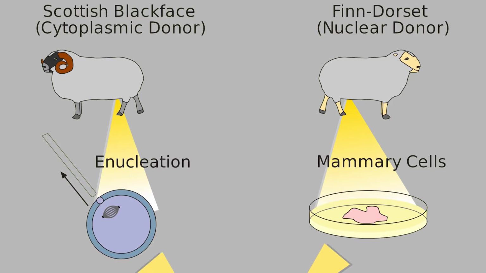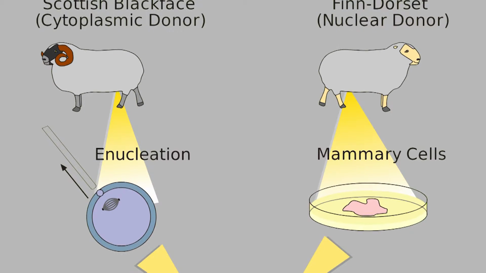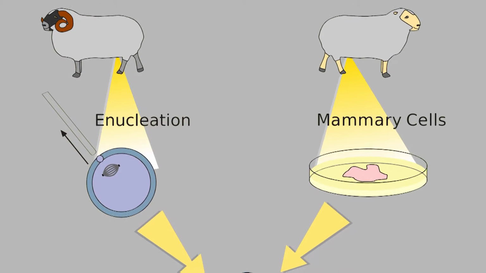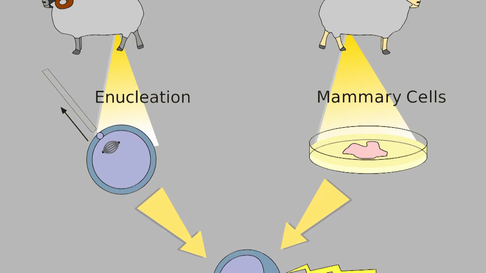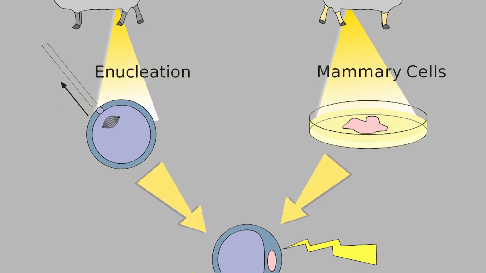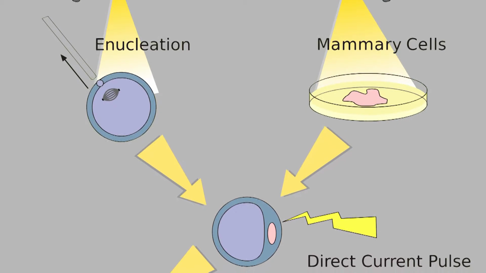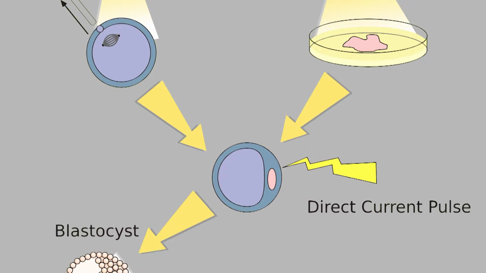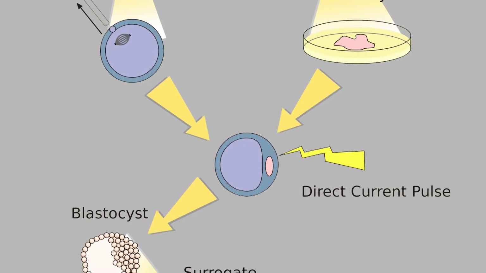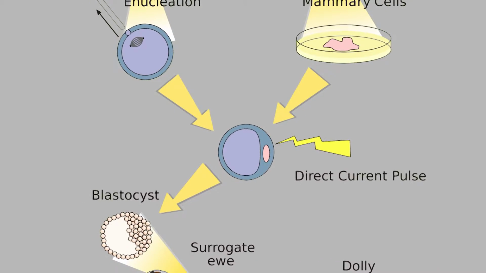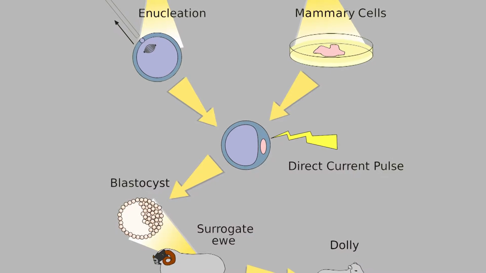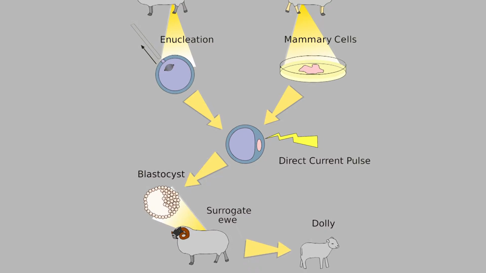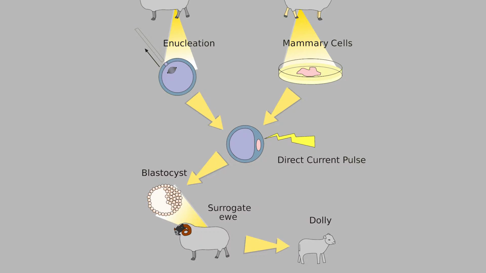Let us go into details of the process of cloning. A cell was collected from the mammary gland of a female Finn Dorset sheep. An egg was obtained from a Scottish Blackface ewe. The nucleus was removed from the egg. Then the nucleus of the mammary gland cell from the Finn Dorset sheep was introduced into the egg of the Scottish Blackface ewe, whose nucleus had already been removed. The egg thus produced was implanted into a Scottish Blackface ewe.